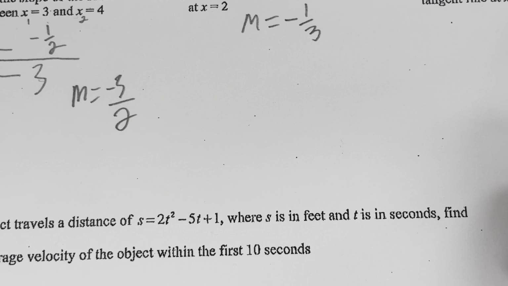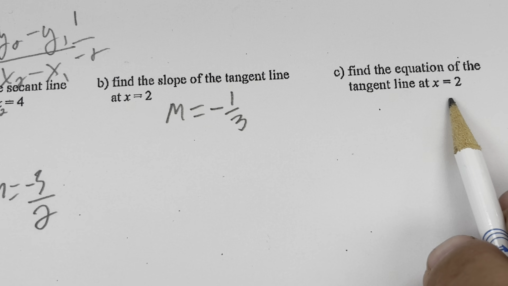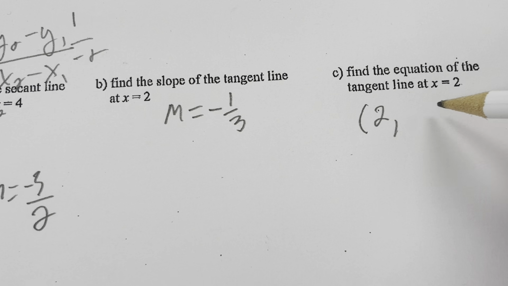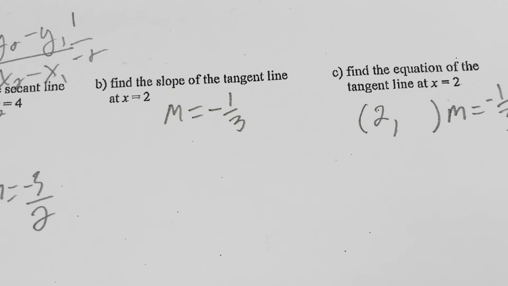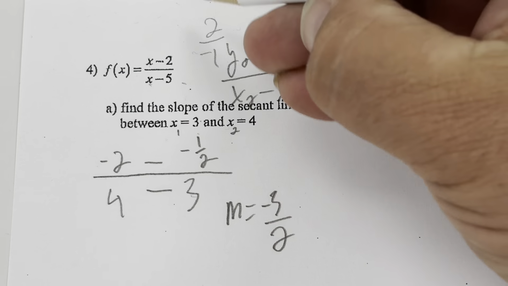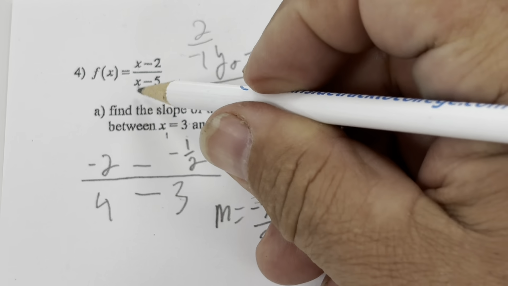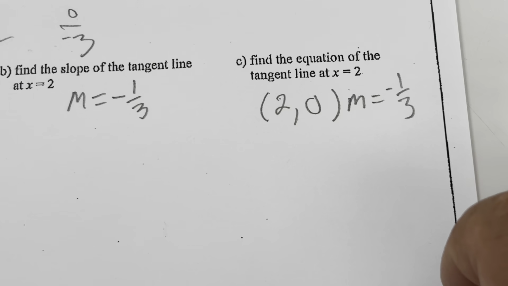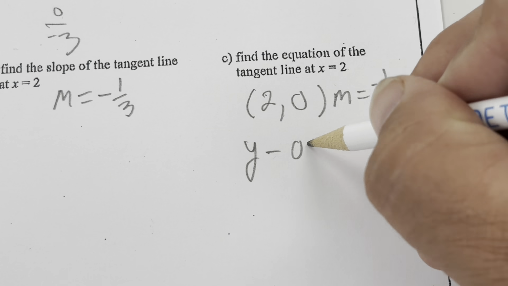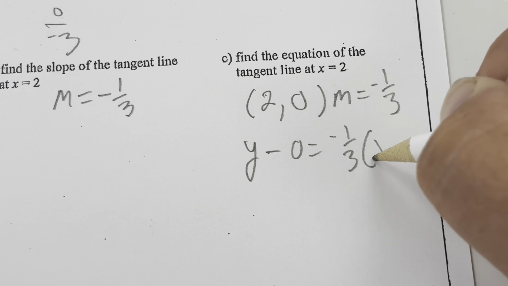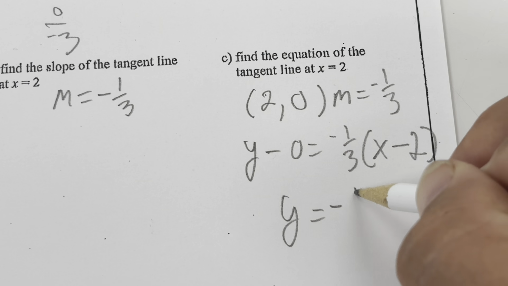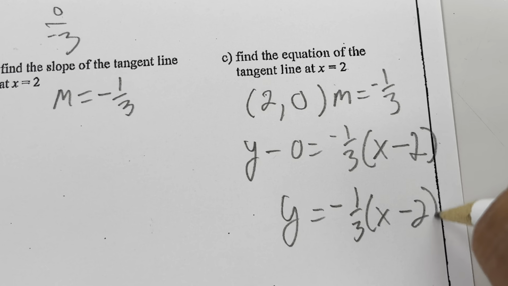Now over here, they want to find the equation of the tangent line at x equals 2. So we already found the slope at x equals 2. So we have the x value of 2. Now we need to know what the y value is. We have the slope equals -1/3. So we're going to plug 2 into the equation over here. So 2 minus 2 is going to give us 0. 2 minus 5 will give us -3. So at 2, the y value is going to be 0. So y minus y sub 1 equals m, -1/3, times x minus x sub 1, which is 2. So y equals -1/3 times x minus 2.